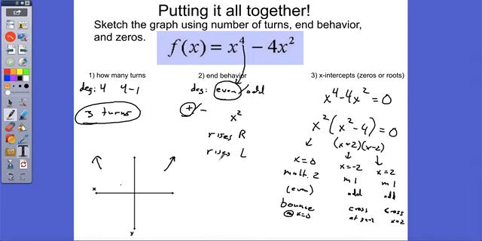All right, so let's put these on here. So I've got x equals 2, x equals 0, and x equals negative 2. Let's spread those out, actually. So 1, 2, 1, 2. Okay, so we've got an x-intercept at negative 2, at 0, and at 2. And we know it's going to bounce here. I'm just going to write a little b for bounce right there. Cross here and cross here.